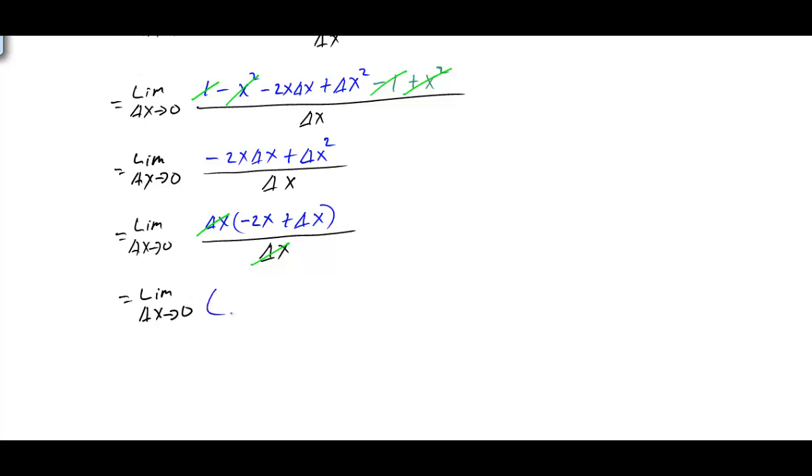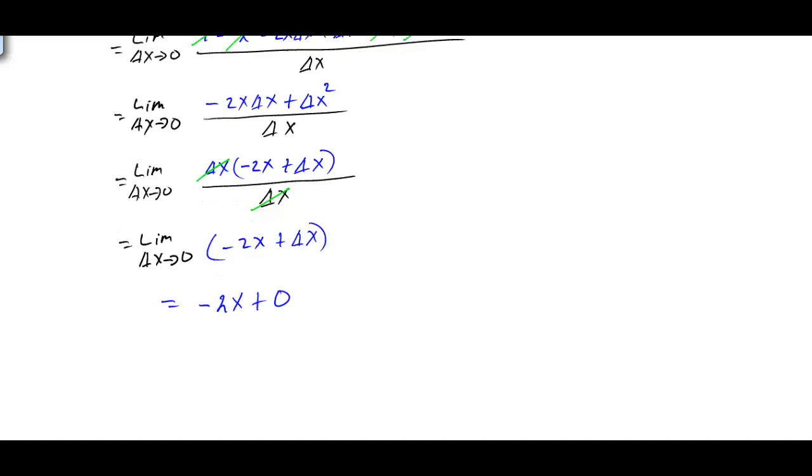And now we're left with negative 2x plus delta x, which, because we've canceled the delta x off the bottom, we simply now can use our direct substitution. So we would have negative 2x plus 0. So we end up with a negative 2x as our derivative.